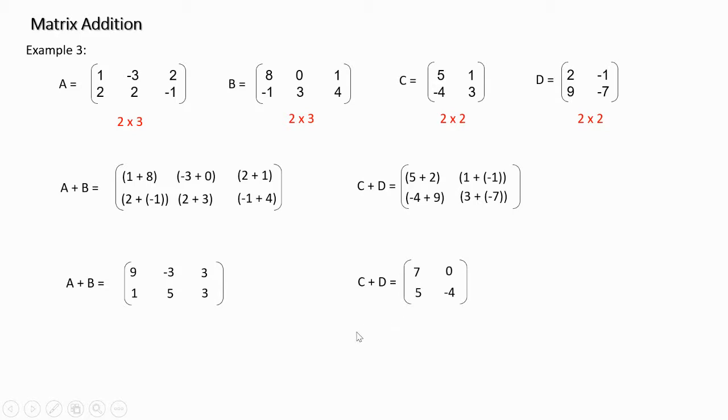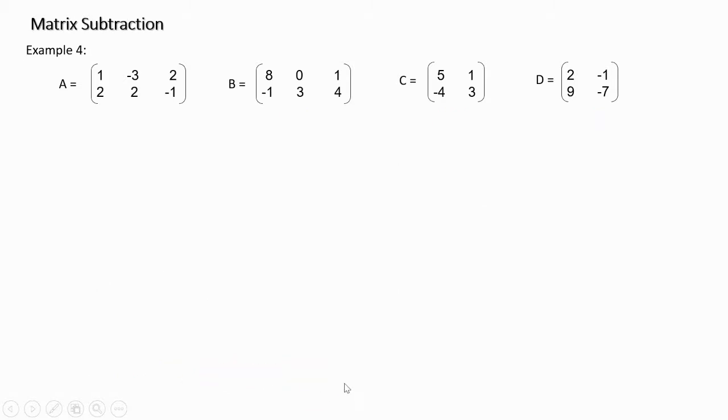How about A plus C? Can we add A plus C? A is 2 by 3, and C is 2 by 2. Can we add them? No. Very good. No, we can't. So not possible. Make sure that you know the operation can only be done if they're the same size. I emphasize, that's really important for students to know. Not the same size, okay?